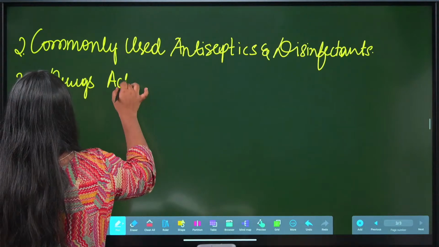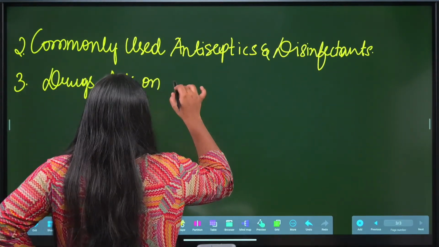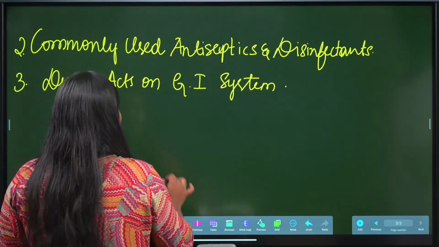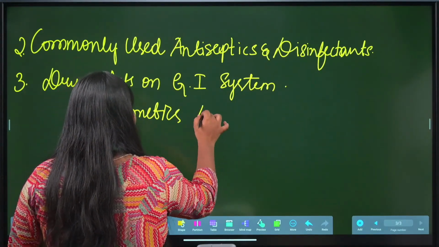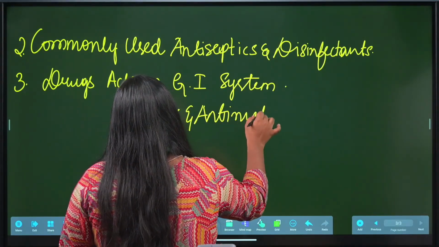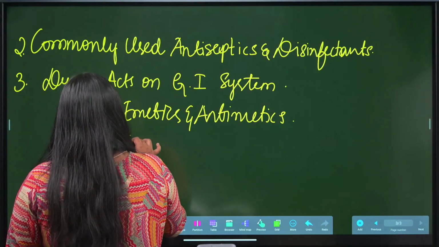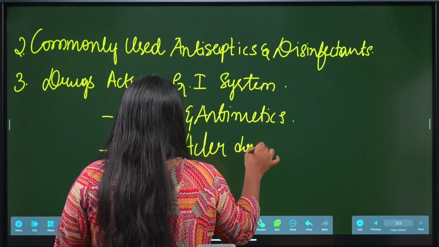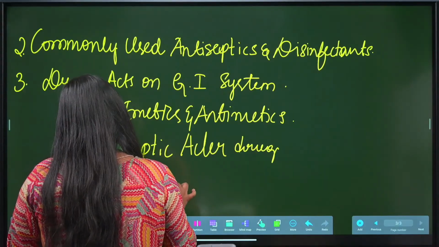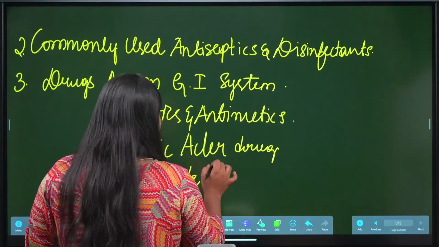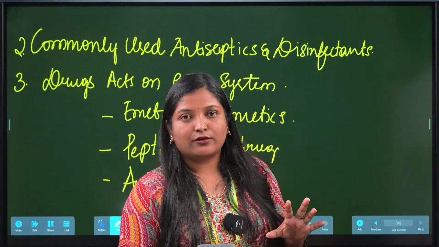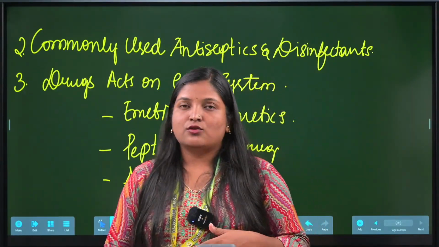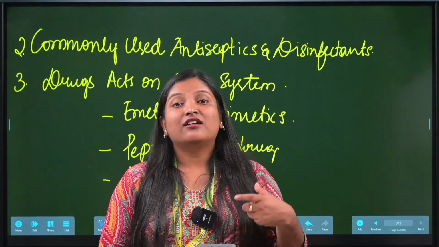Third unit, drugs acting on the GI system, the gastrointestinal system. Emetics, antiemetics. The next one is peptic ulcer drugs and certain antacids. We provide antacids to reduce gastric acidity. Certain solutions, for example, are available. Those are the antacids we can provide for patients for reducing stomach irritation. So those are the important drugs.